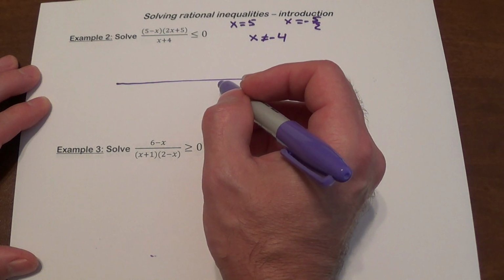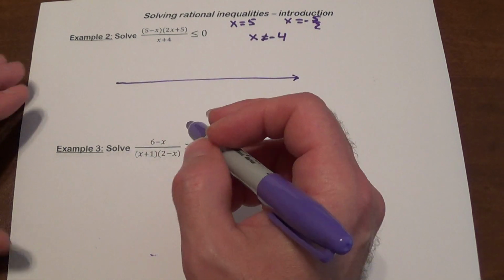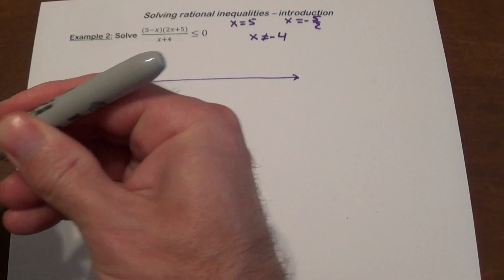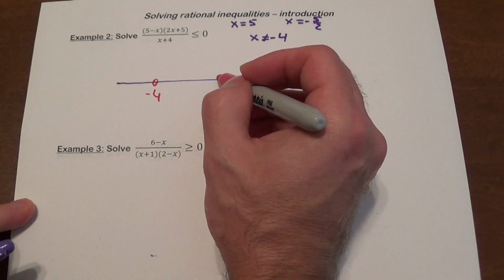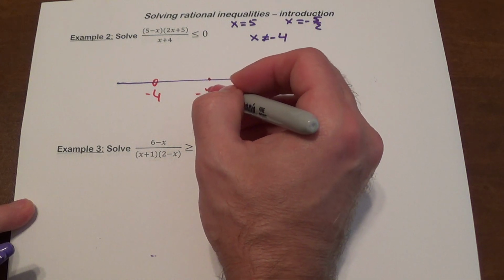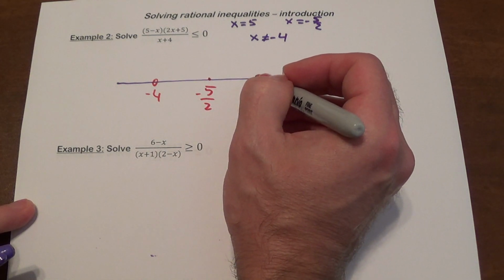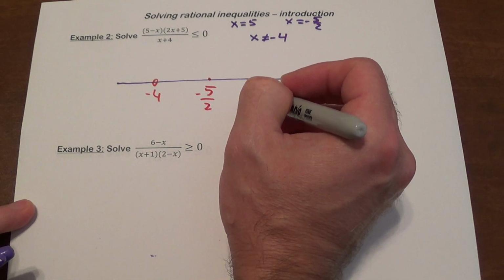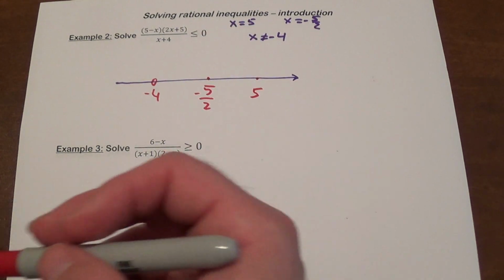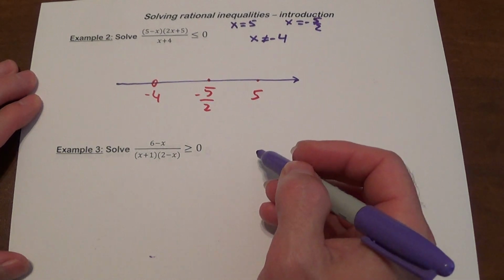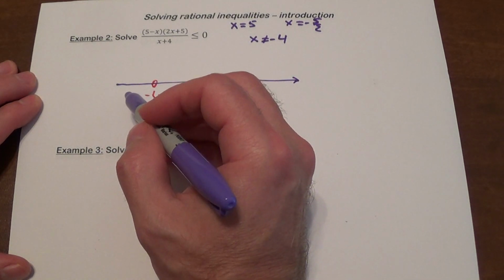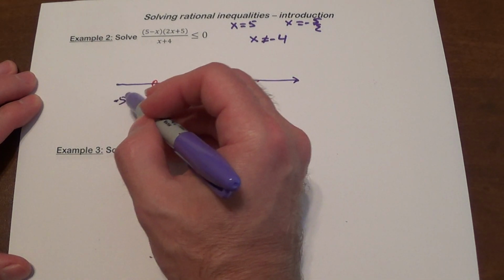So the excluded value has to be open. Let me use a different color here. So -4 will be here, open. Then we have -5/2, and we have 5. So in this case, we want it to be less than or equal to 0. Let's see what happens. So we pick a number here. Let's pick, for example, -5.